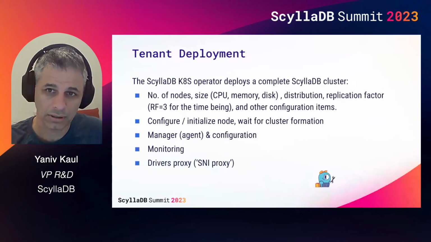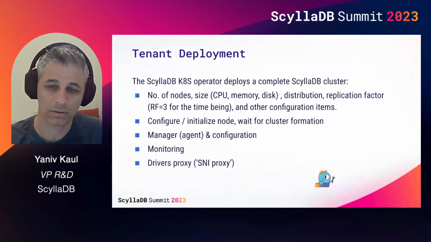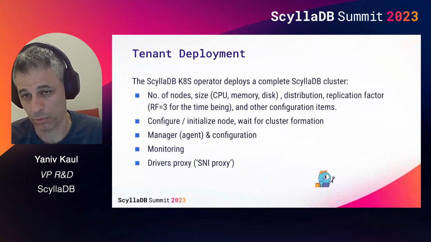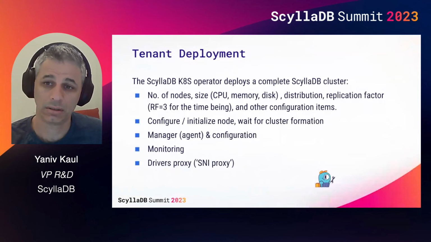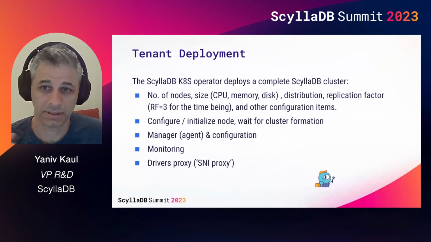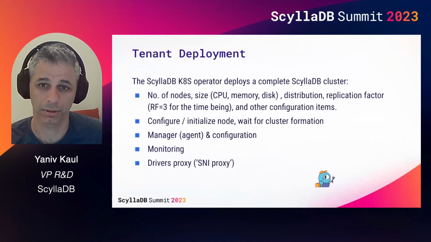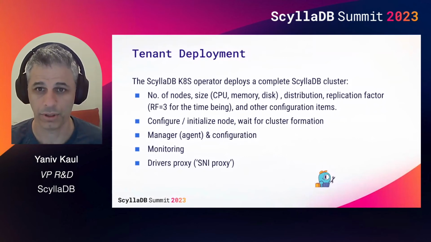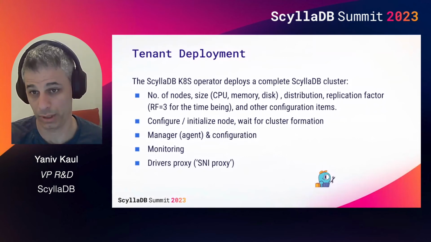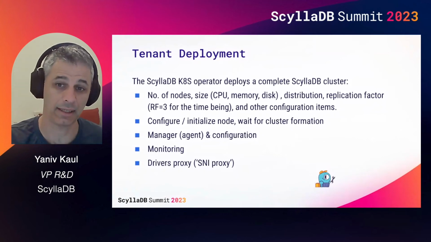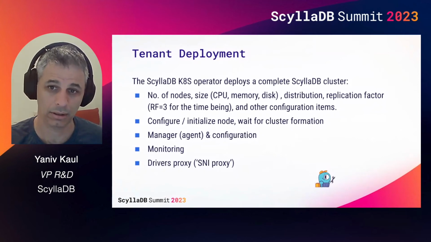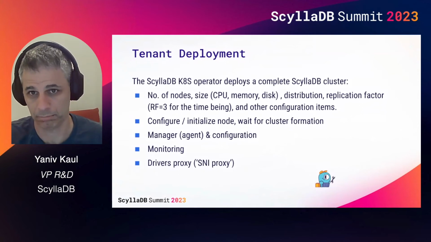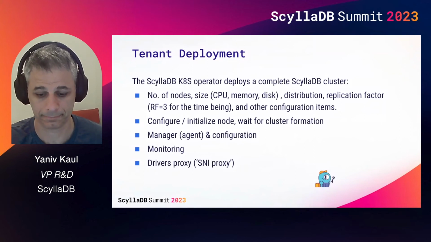Now, the Scylla Kubernetes operator using a CRD deploys a complete Scylla cluster. Number of node, size, which is the number of cores, the memory, and of course the disk, the distribution, the replication factor. Specifically, replication factor equals 3 for the time being. It configures and initializes the Scylla nodes and waits for the cluster formation. It installs the Scylla manager agent and configures it. It sets up a monitoring stack. Lastly, it deploys a driver proxy, also known as SNI proxy, which I'll discuss later. And we're done. The cluster is ready for use.